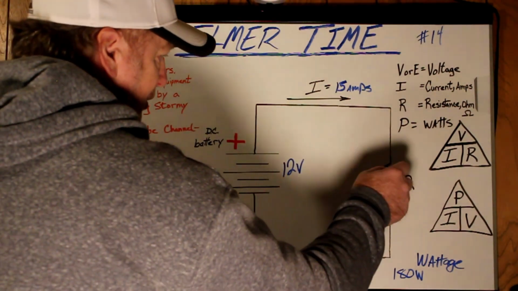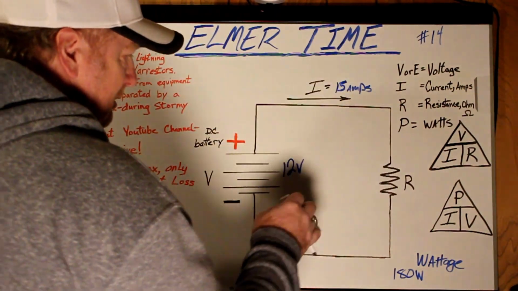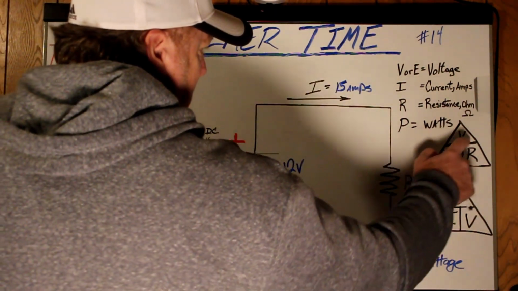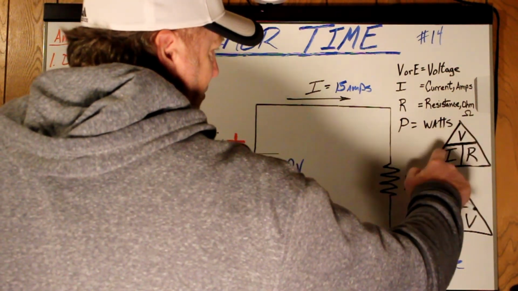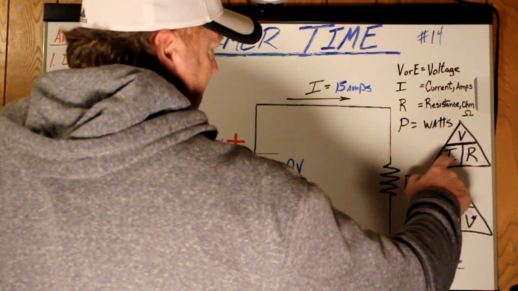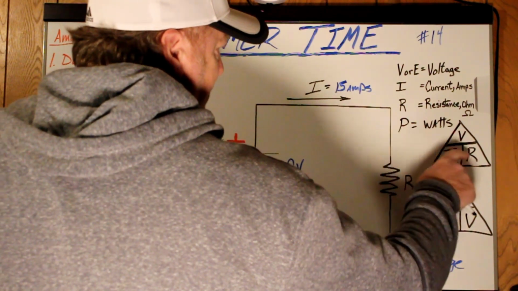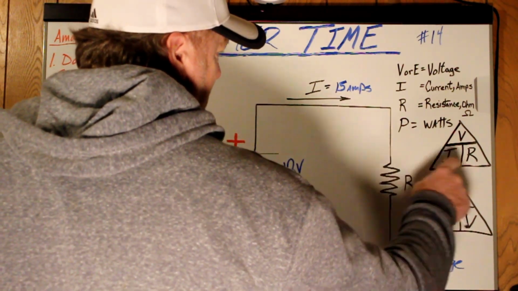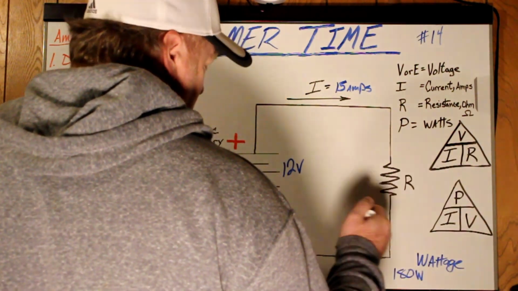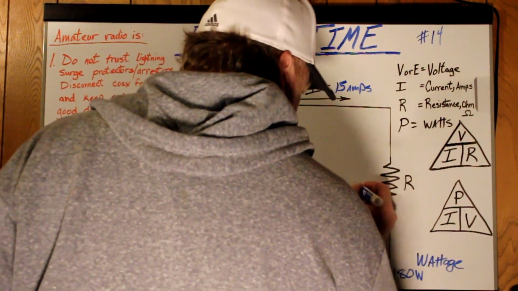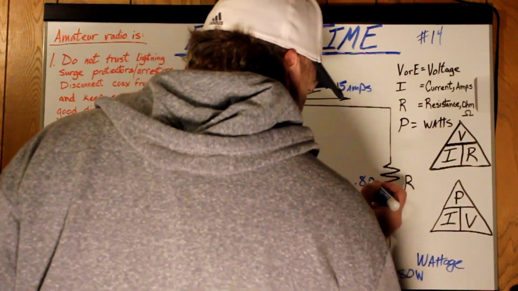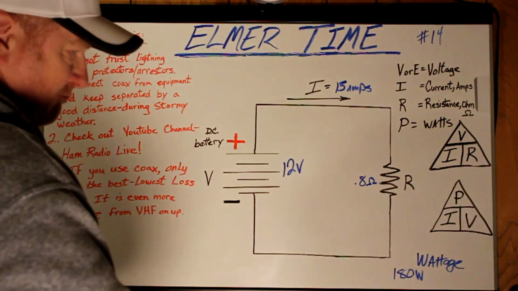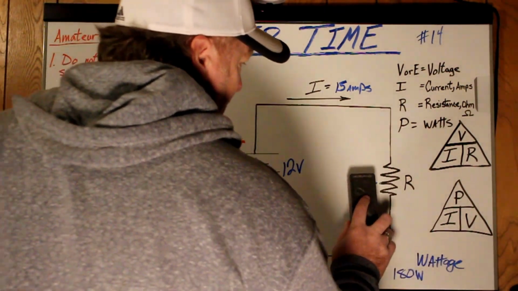And if you were to solve for resistance, you would use Ohm's law again. I is 15, 12 divided by 15. This would be what, 0.8 ohms? But that wasn't necessary to find the wattage.